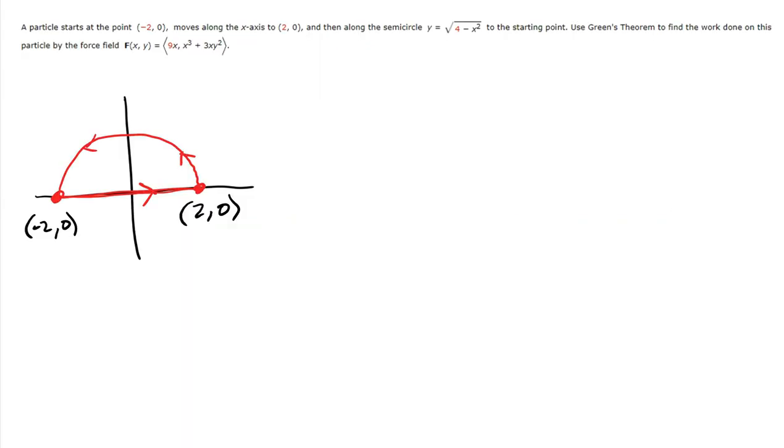All right, so this is the problem. I went ahead and drew it. So essentially what's happening is a particle is going from -2, 0 along the x-axis, all the way from -2 to 2, and then it moves along this semicircle like this. The circle is x squared plus y squared equals 4, and so it's a semicircle. And so we need to find the work done by the force F of x, y.